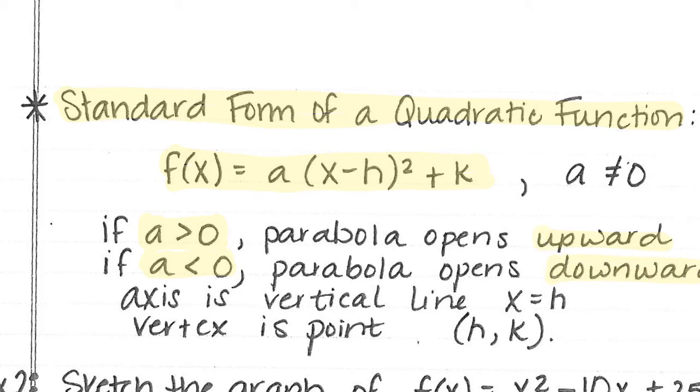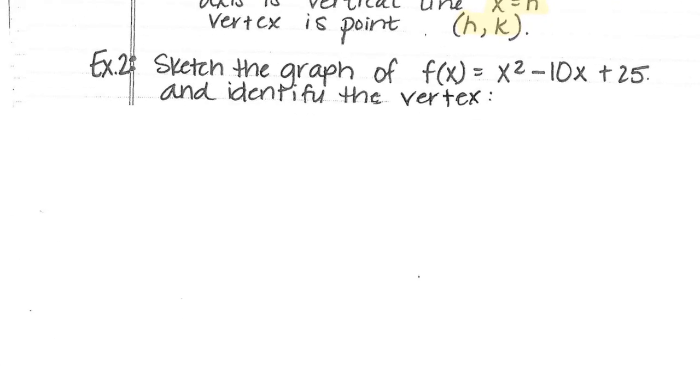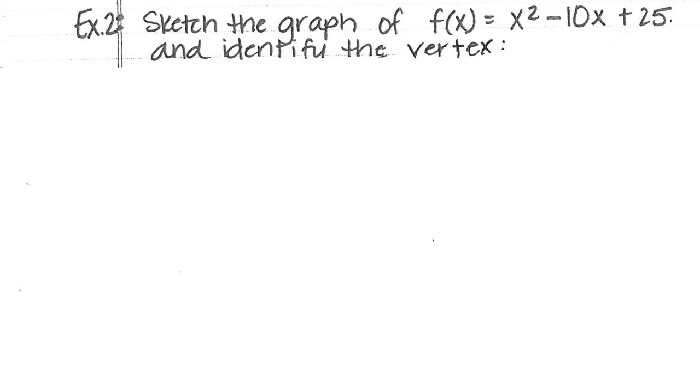The axis is a vertical line where x is equal to h, and the vertex is the point at h, k. So we are going to look at all of this together in example 2. The first thing that we're going to put to use is, well, remember we're going to go ahead and put it in this formula, x minus h quantity squared plus k. And we're going to have to remember how to use completing the square.